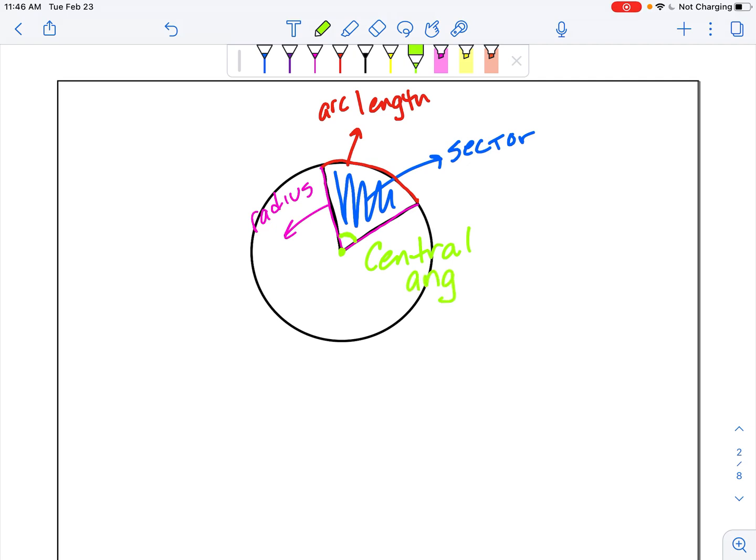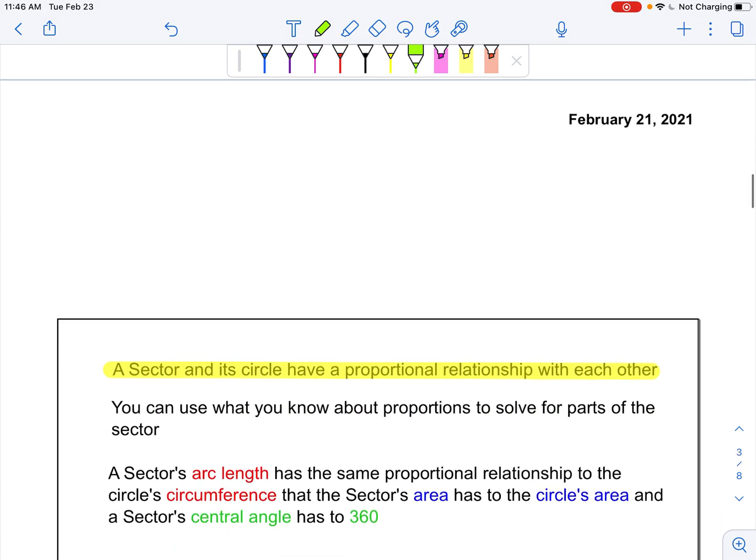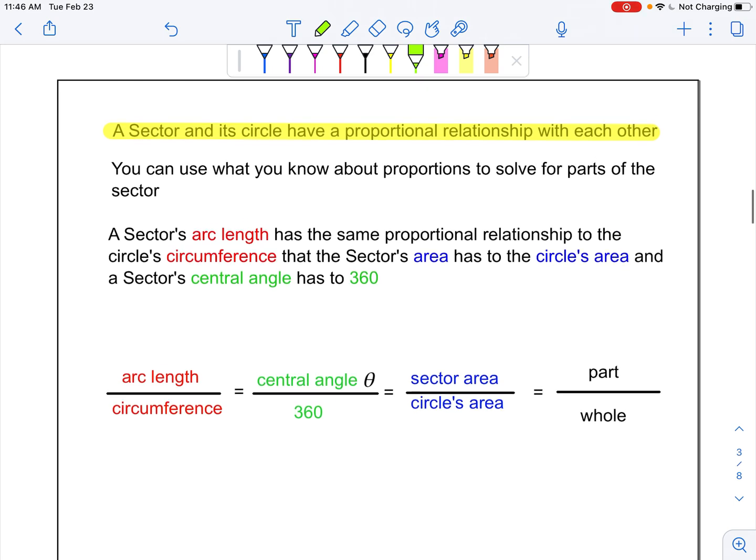And central angle is indicated by an oval with a line through the middle. So you're going to see that later. So that's what sectors are. It's like a pie piece out of a circle. And because it is a pie piece, like I said a little while ago, it does have a proportional relationship to the circle. So we can use what we know about proportions to solve for unknown parts of a sector.